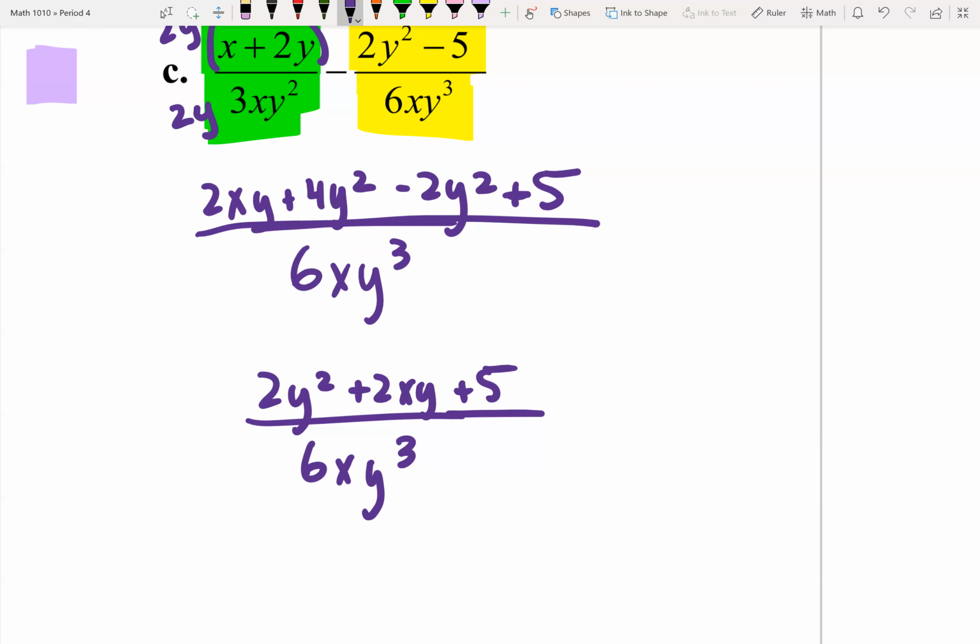How many people are in this group? 4. What's the answer to the question? Yes or no? No. Who's ruining it? The 5.